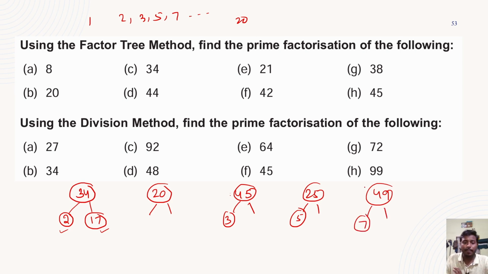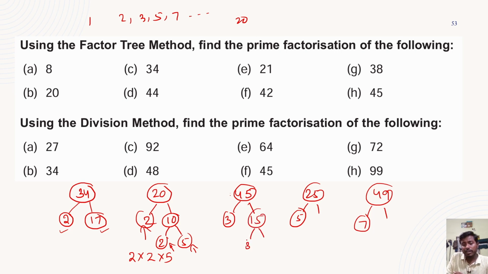I hope all of you are clear. Now this one is 2 into 10. Now 10 is also divisible by 2, so 2 into 5. So the answer is 2 into 2 into 5. Write the last node digits, the prime numbers. Now here is 3 into 15. 15 we can also write as 3 into 5. 25 is 5 into 5. 49 is 7 into 7. Okay. Now this method is called the factor tree method.